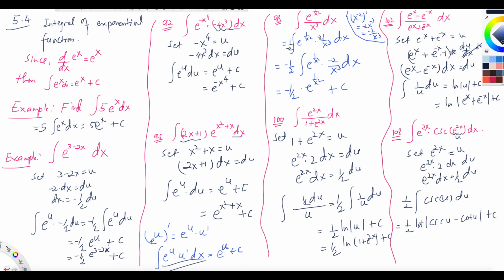But what is the value of u? You need to plug that in again. The final answer is 1/2 natural log of cosecant e to the 2x minus cotangent e to the 2x, plus c. There is an absolute value there, which is the final answer.